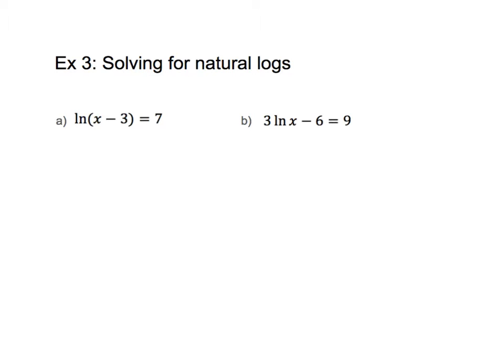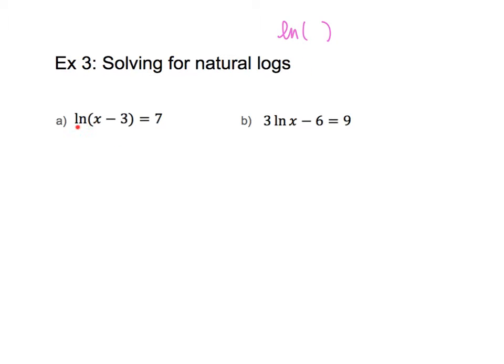So just like the logs, natural logs, you want to make sure the natural log is by itself before you try to cancel out that natural log. So natural logs, the way that it's written, it has an ln and then there's something inside the parentheses or something next to it, okay? It doesn't have to have a base written in between the parentheses and the ln, because the base here is implied. When you see the ln, it's implied that it's e.